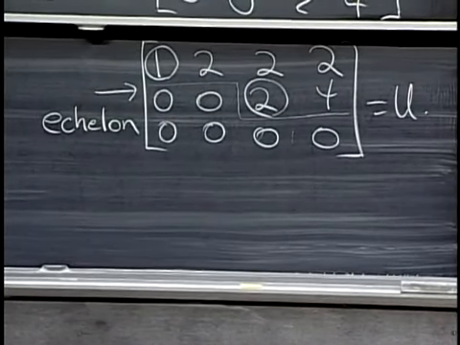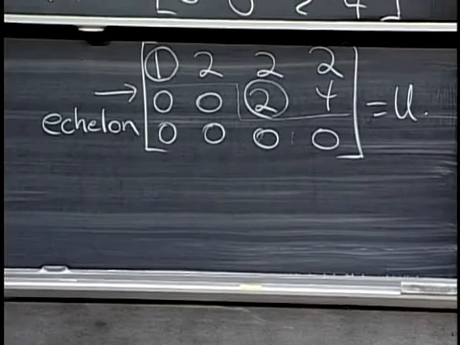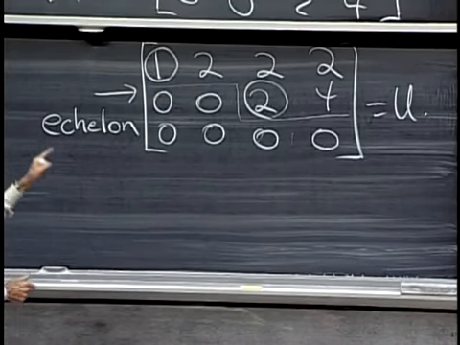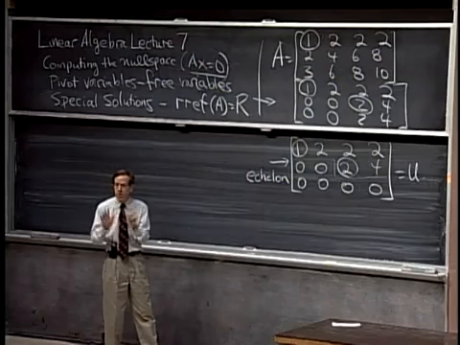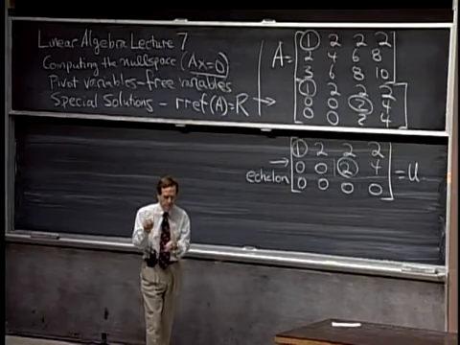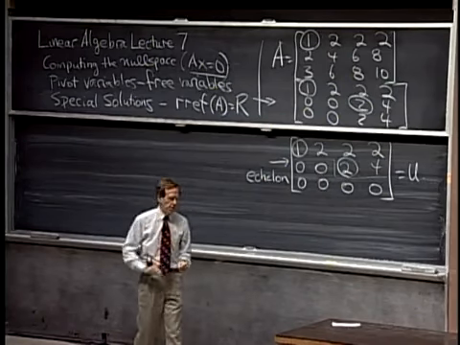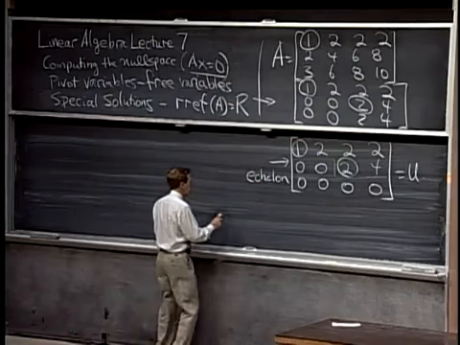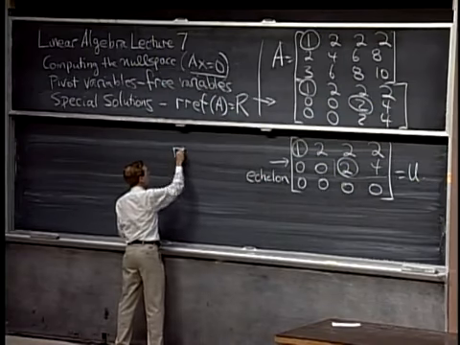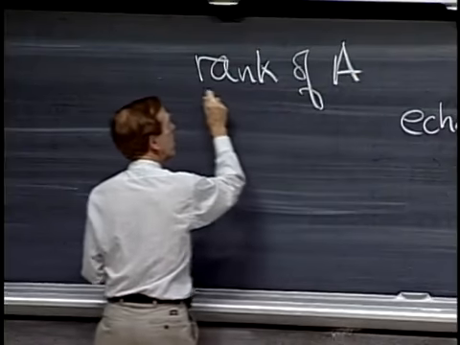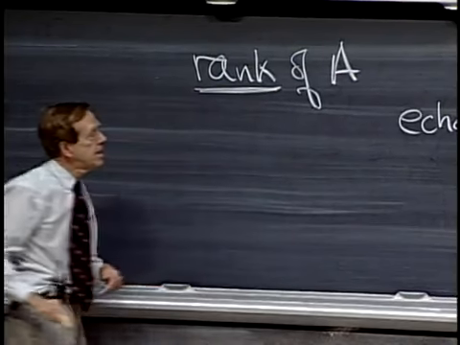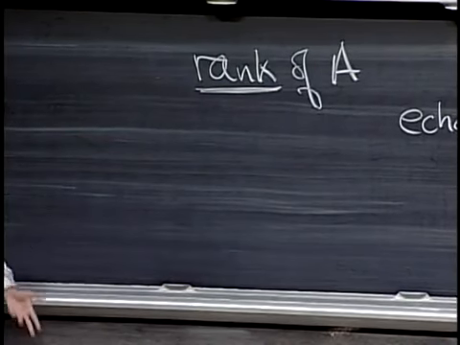Okay. So actually, we've already discovered the most important number about this matrix. The number of pivots is 2. That number we will call the rank of the matrix. So let me put immediately: the rank of A. So I'm telling you what this word rank means in the algorithm.